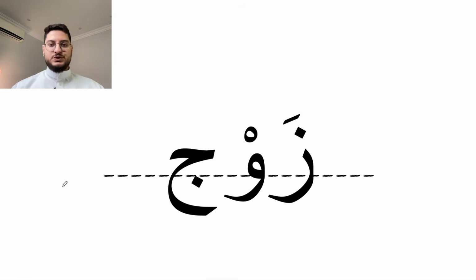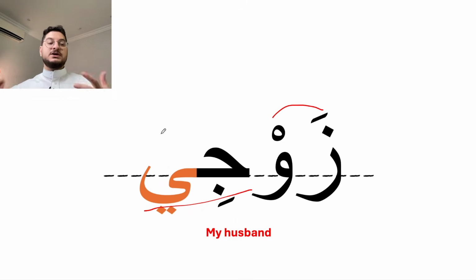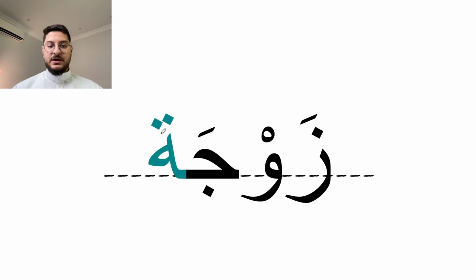طيب, let's go back to this word. This was زوج, and we said زوج is a husband. What about this one? زوجي, this time. Now, زوجي is my husband. So if I add the E at the end of nouns in Arabic, it makes it my. زوجي is my husband. What about this one?